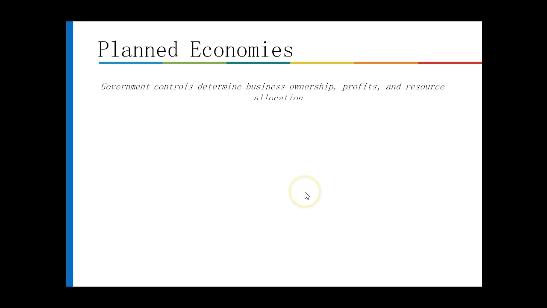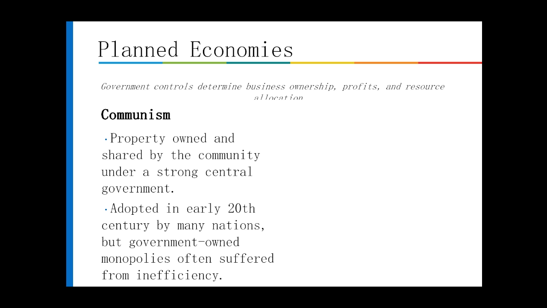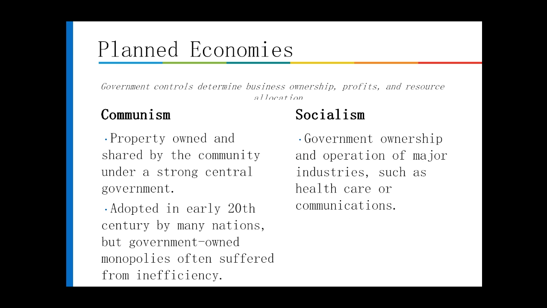Planned economies: government controls determine business ownership, property, and resources. Now, we do not have this type of organizational structure for our economy, but it does exist, and you need to know, particularly if you decide to expand outside of the borders of the United States. You're going to need to know the kinds of economies that are out there and how your organization can fit, if it can fit, in those types of economies. Communism is just one. Socialism is another. It owns major industries like healthcare or communications.